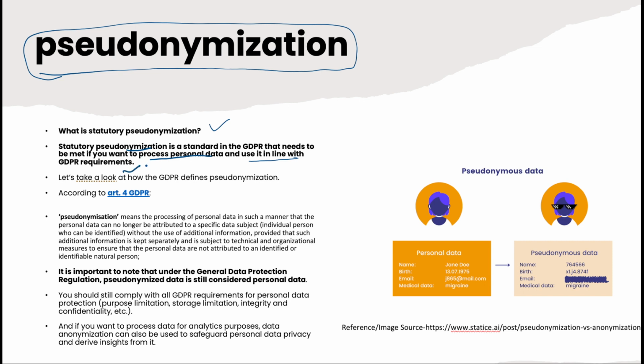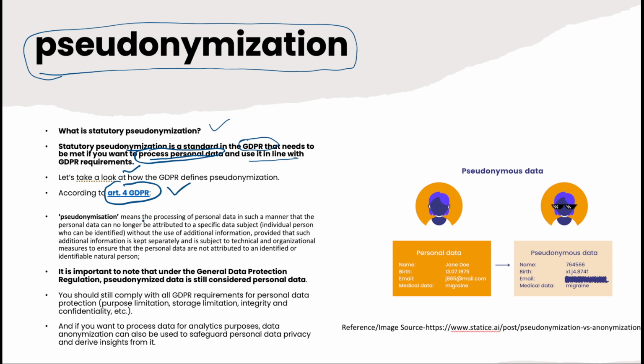So, pseudonymization is one of the requirements under GDPR, and you have to meet this requirement if you are processing personal data. This is very important. According to Article 4 GDPR, we are not going into detail. Let's understand what pseudonymization means.